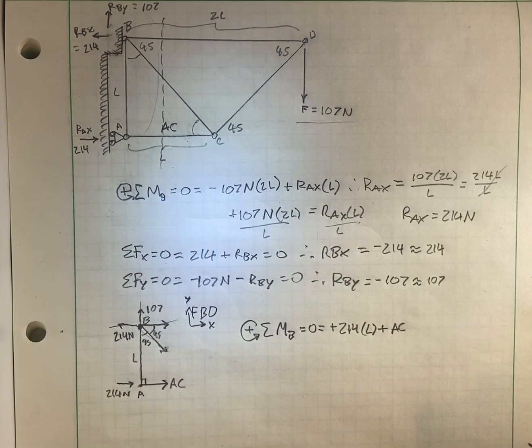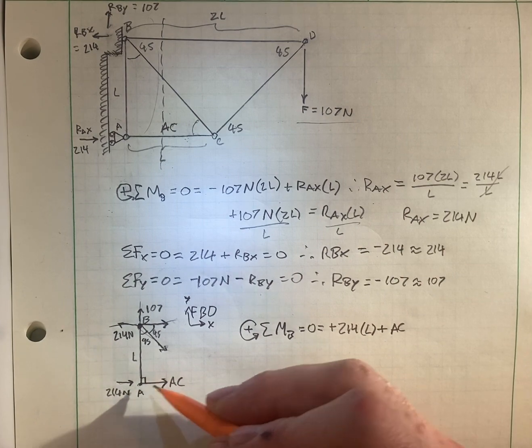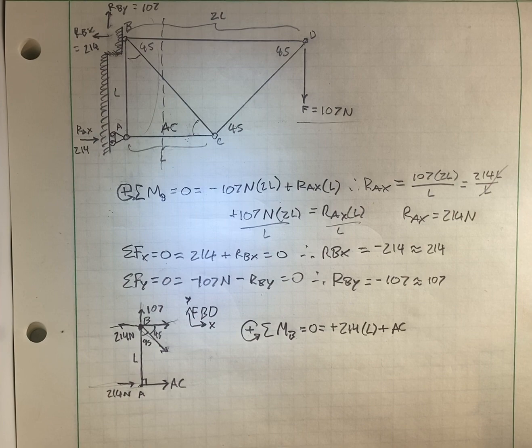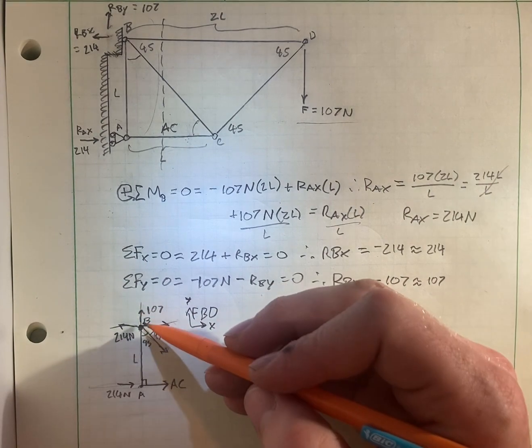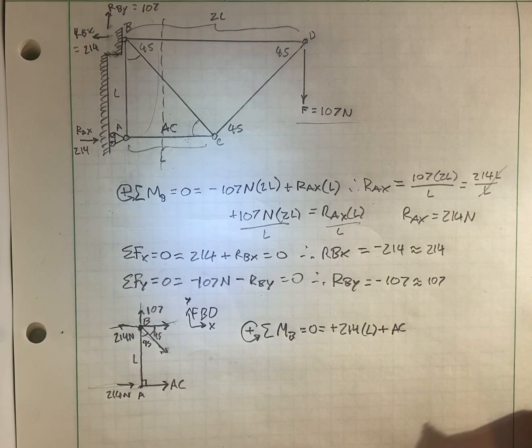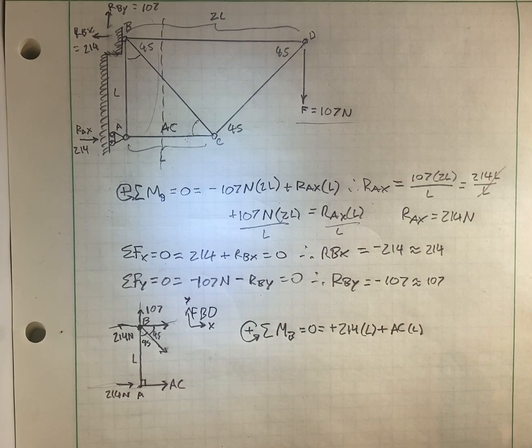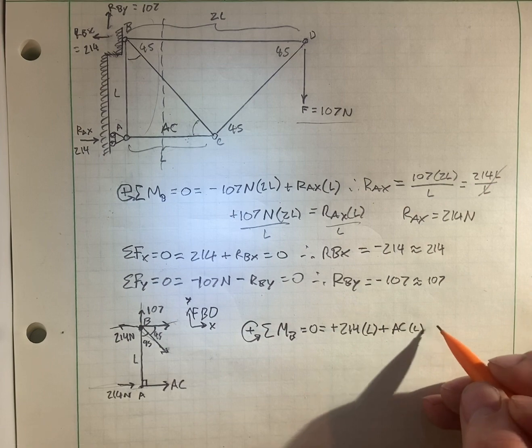And what's the distance on that? Well, it's the same as this one, right? It's on the same axis there from B. So that's also an L, right? You can see that, right? Okay. Cool. Let's solve for AC.